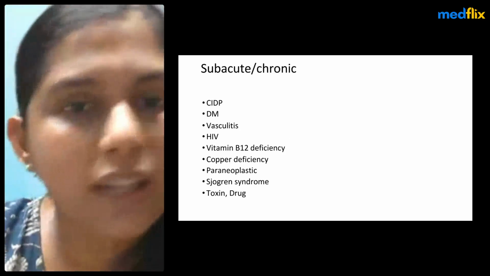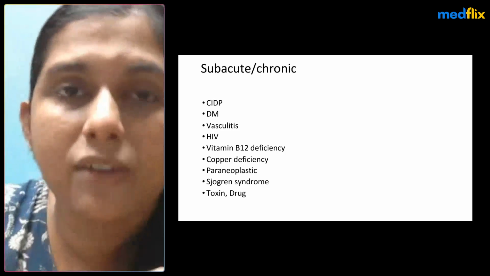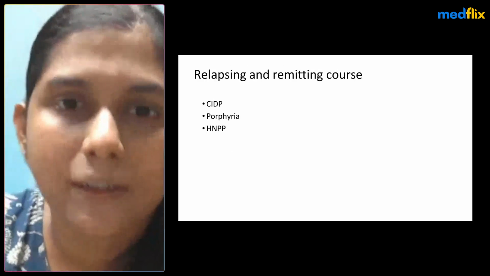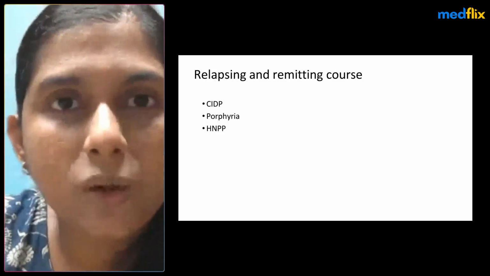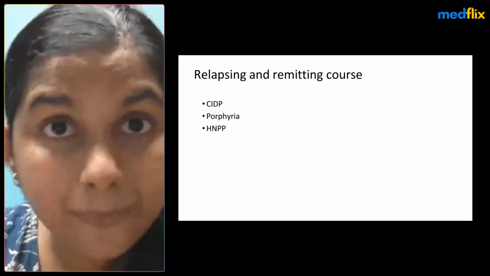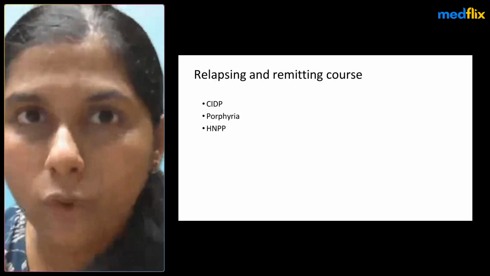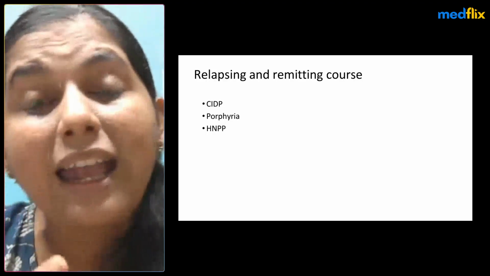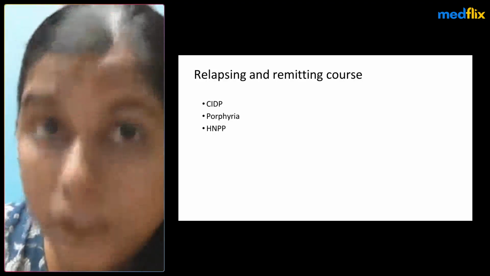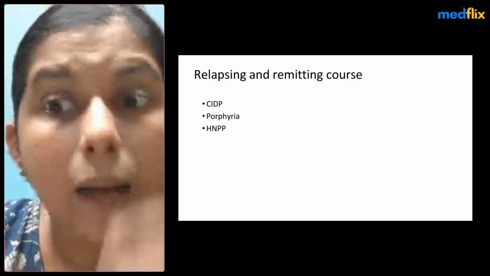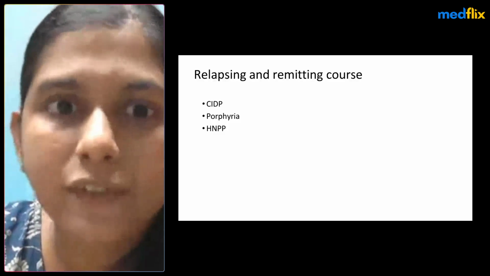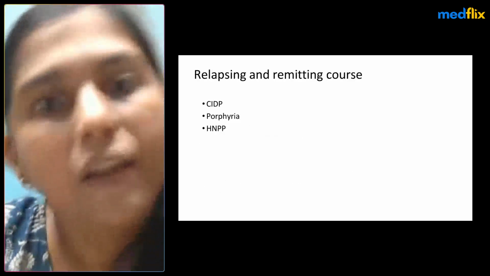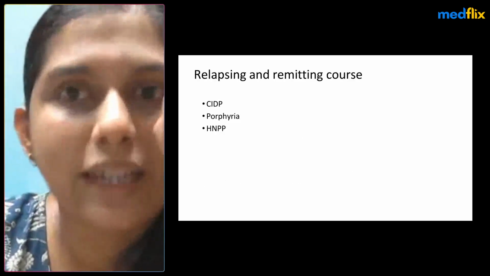Subacute, this we know, CIDP, DM. Basically, these are inflammatory, toxin, and nutritional deficiency. Relapsing remitting course, again, this is rare compared to the relentlessly progressive course, and this should give you a clue that it could be CIDP, porphyria, hereditary neuropathy with liability to pressure palsies, or even Refsum's disease. But these three should be something that we should never forget. And if it is a stepwise progression, we should also consider the possibility of a vasculitis.